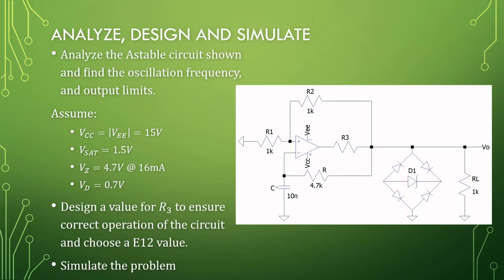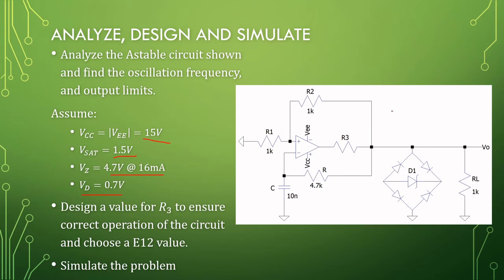So, what I want you to do is pause the video and analyze this astable here. If you can properly analyze something, you can most definitely design it. So, rail voltages of plus minus 15 volts. We have a saturation of 1.5 volts for this op amp. The zener that I placed in here is 4.7 volts at 16 milliamps, and the diode voltage is 0.7.